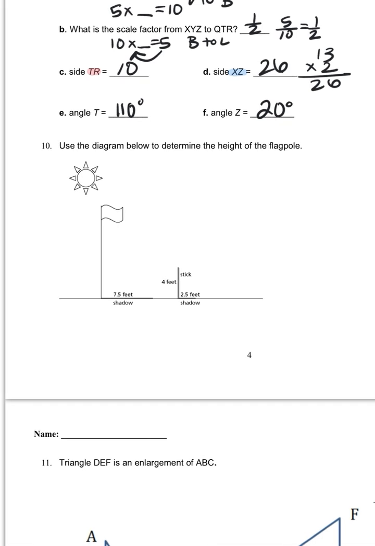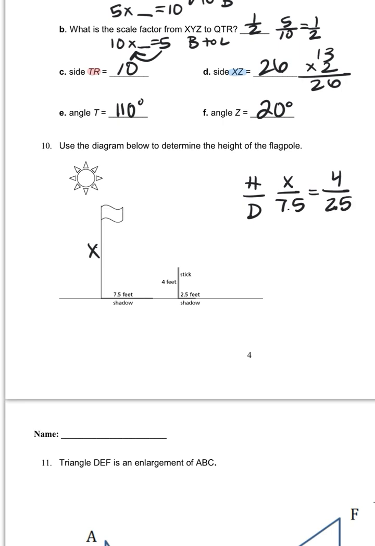All right, number 10, use the diagram below to determine the height of the flagpole. So this looks like a shadow method question. We're going to use height over distance in helping us with this. So I'm going to start with my flagpole. I don't know the height of the flagpole, but the distance is 7.5, equal to the height of my stick of 4 over the distance of my shadow, 2.5.